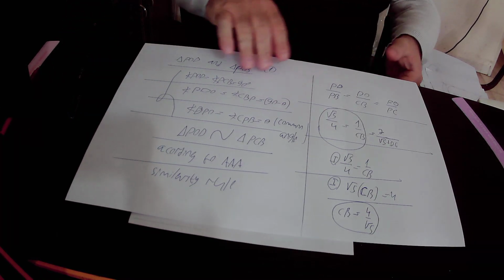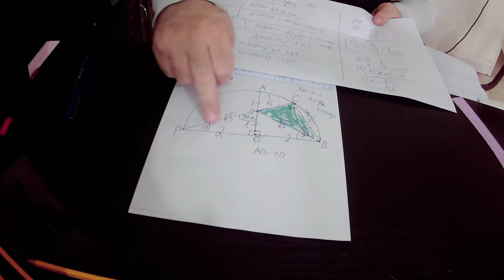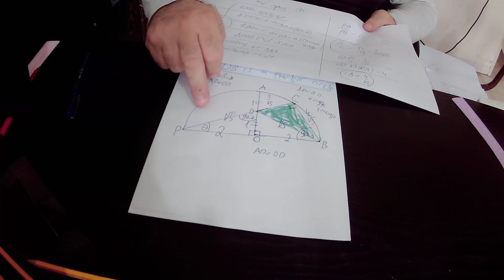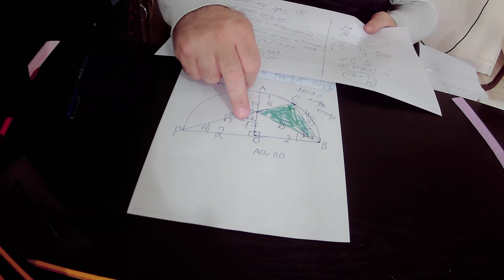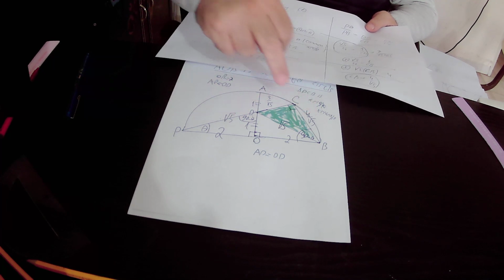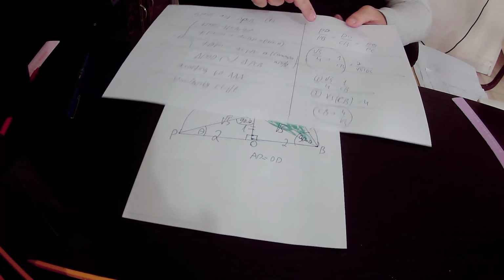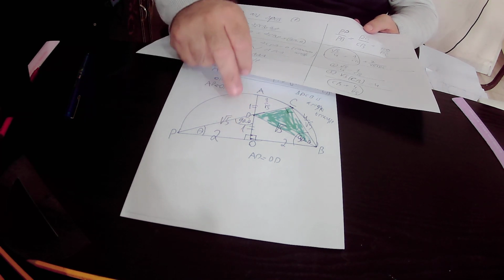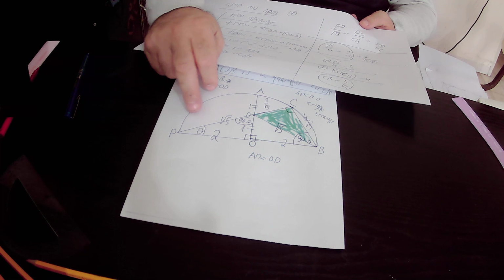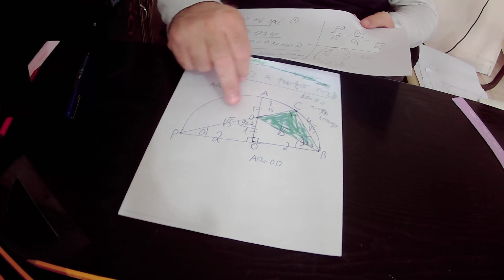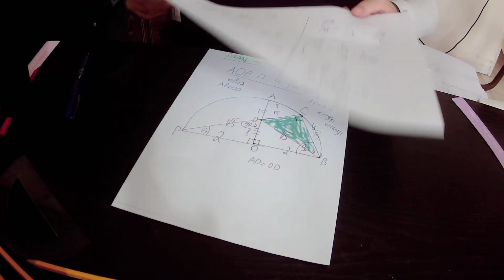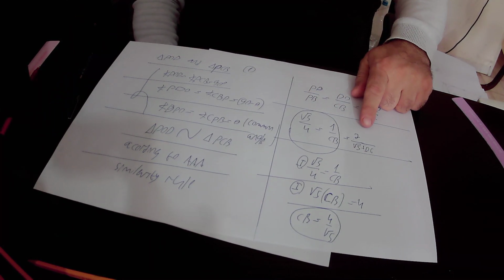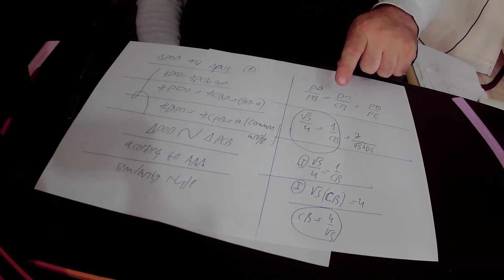PD equals square root of 5 units. PB equals 2 plus 2, that is 4. DO equals 1. CB is the missing line segment, so we leave it as it is. PO equals 2 and PC equals square root of 5 plus DC. So in conclusion, we found out that square root of 5 over 4 equals 1 over CB equals 2 over square root of 5 plus CD.